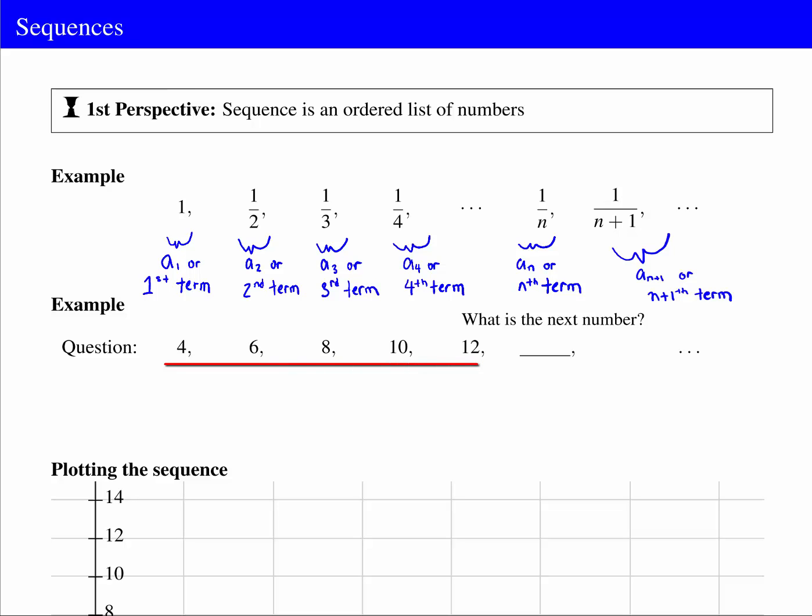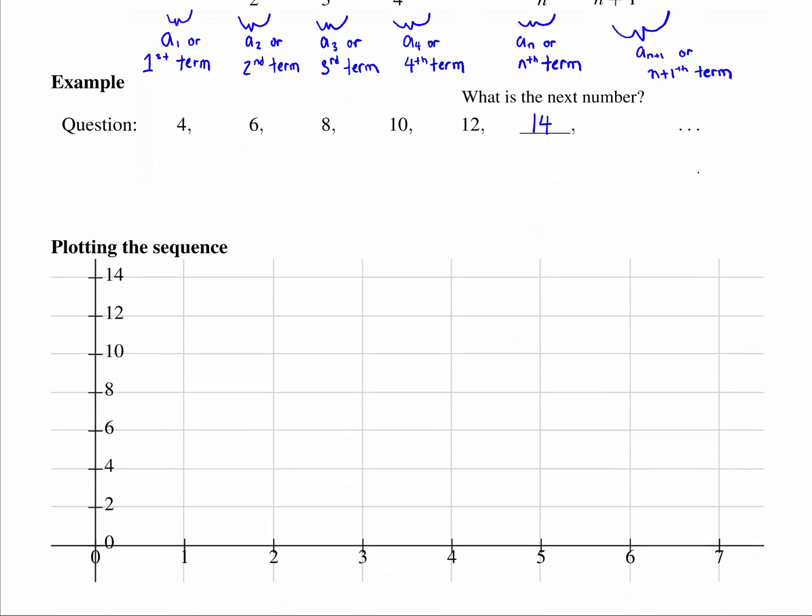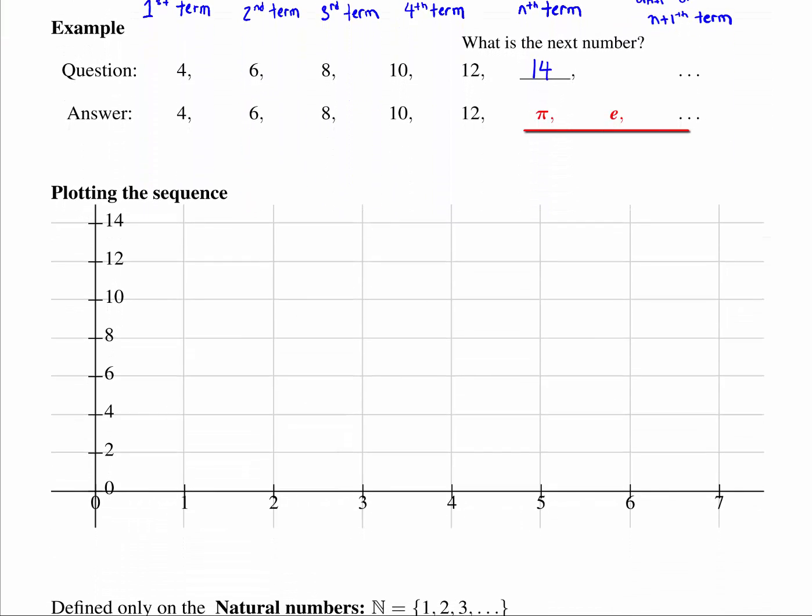How about an example of another sequence that starts 4, 6, 8, 10, 12? What comes next? 14. That's a great normal answer. However, mathematically speaking, it could have been anything. There's not enough information since there's no rule for generating the next sequence numbers. In fact, it is pi followed by e followed by different numbers. Until we have a definition of how to come up with these terms, we just don't know.